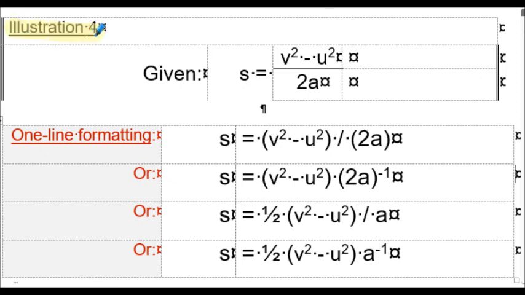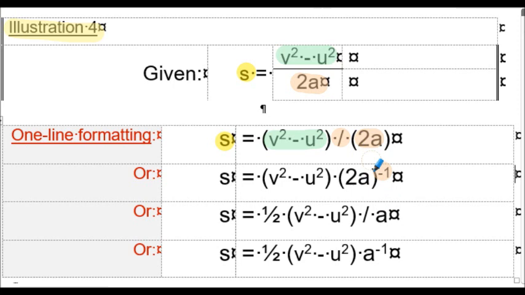Illustration 4, we're given S is equal to v squared minus u squared divided by 2a. So from two-line formatting, you could write that as S is equal to v squared minus u squared. Notice that's in its own bracket, and now that's divided by 2a, and again I've shown that in its own bracket. Alternatively, we could raise the 2a bracket to the negative 1. So instead of dividing by 2a, we could multiply by 2a to the negative 1.